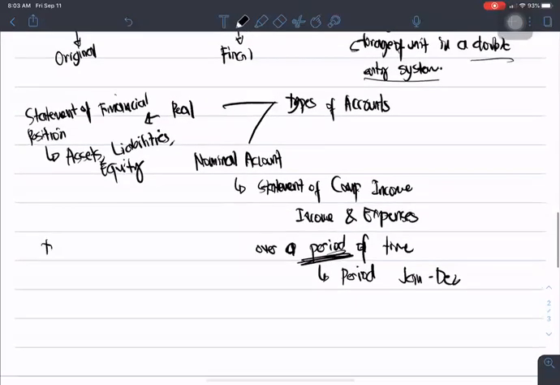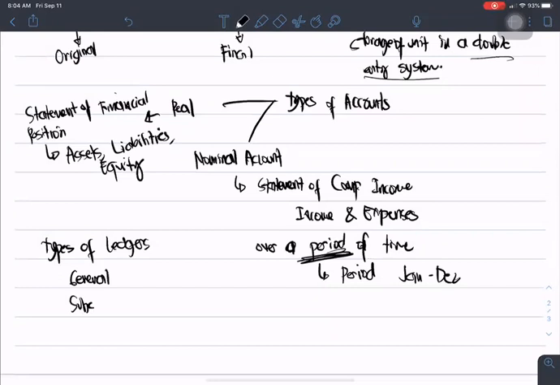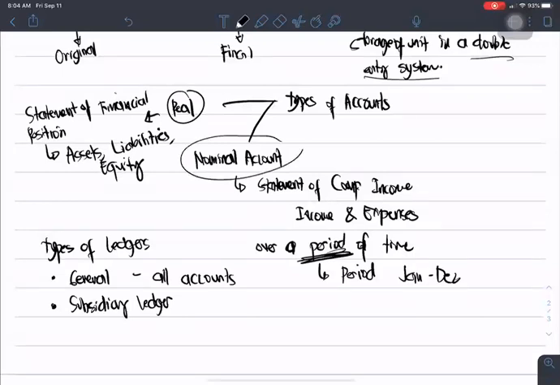Now we go to the types of ledgers. So there can be two types of ledgers as there can be two types of journals: general and subsidiary. So what are the types of ledgers? In your ledger, it is your general ledger and subsidiary ledger. So what is the difference between a general ledger and a subsidiary ledger? The general ledger contains all accounts. This represents all accounts, whether that is a real account or a nominal account. How about a subsidiary ledger? It is a supporting ledger to the general ledger of an account.